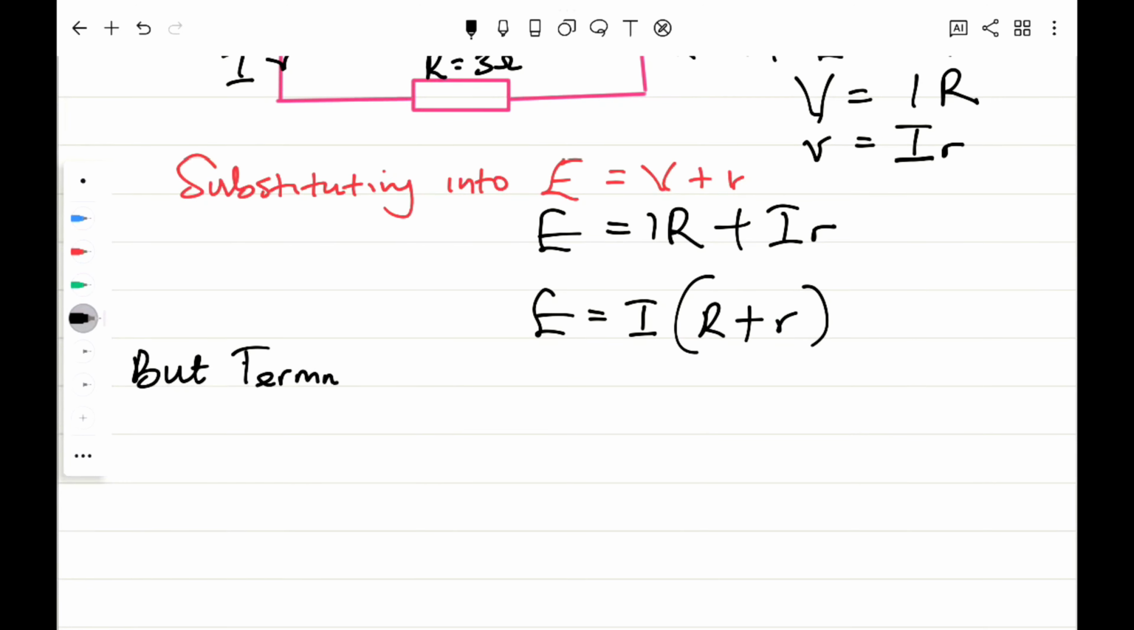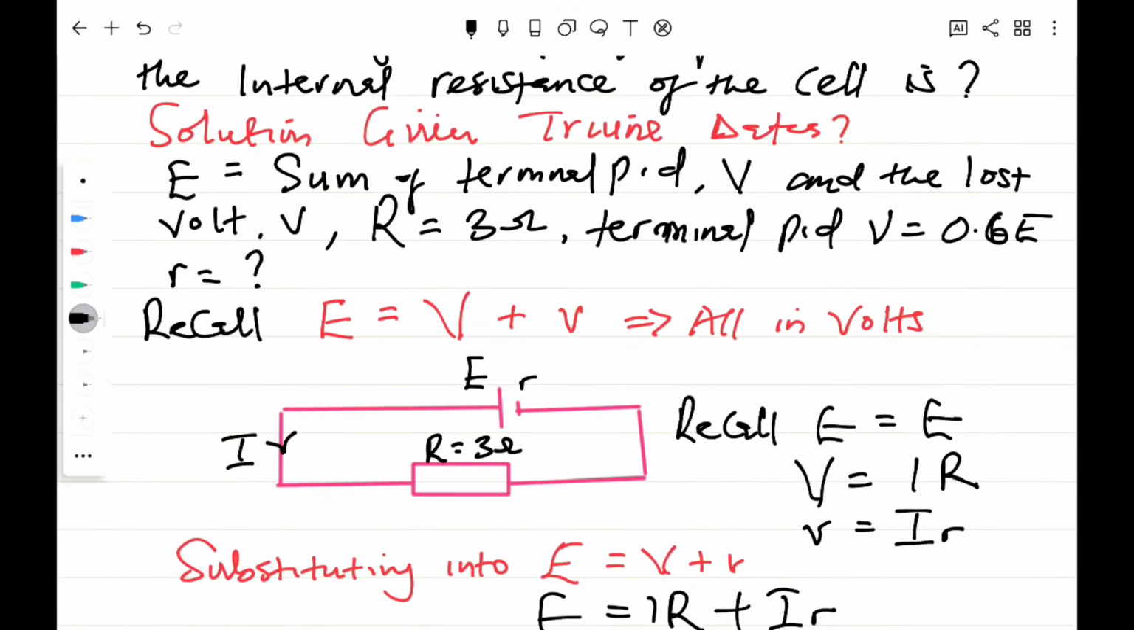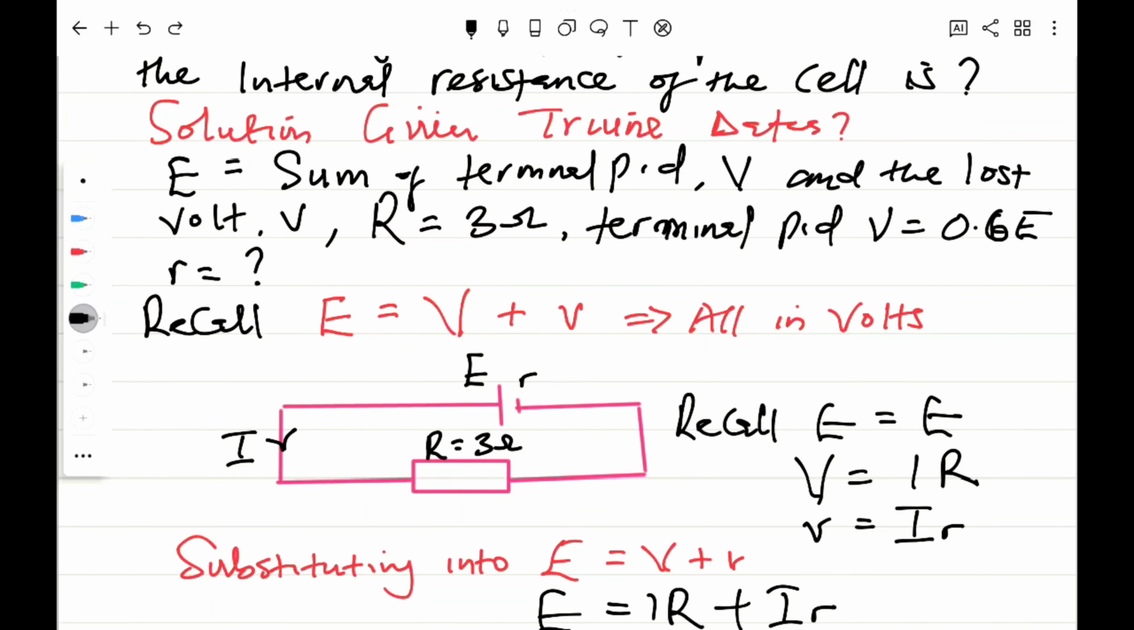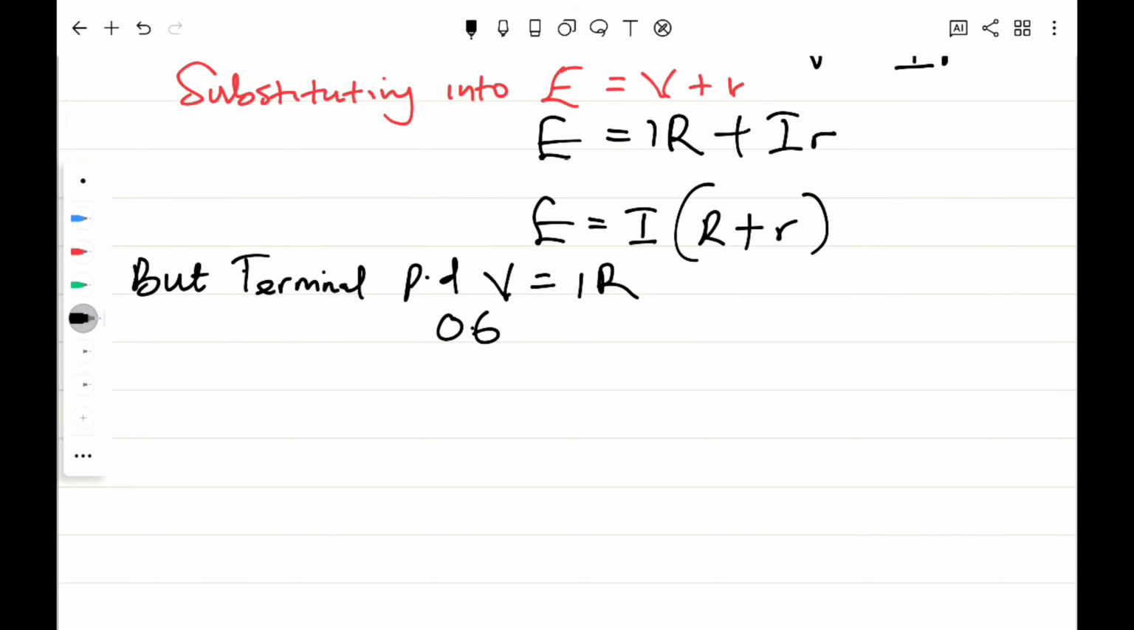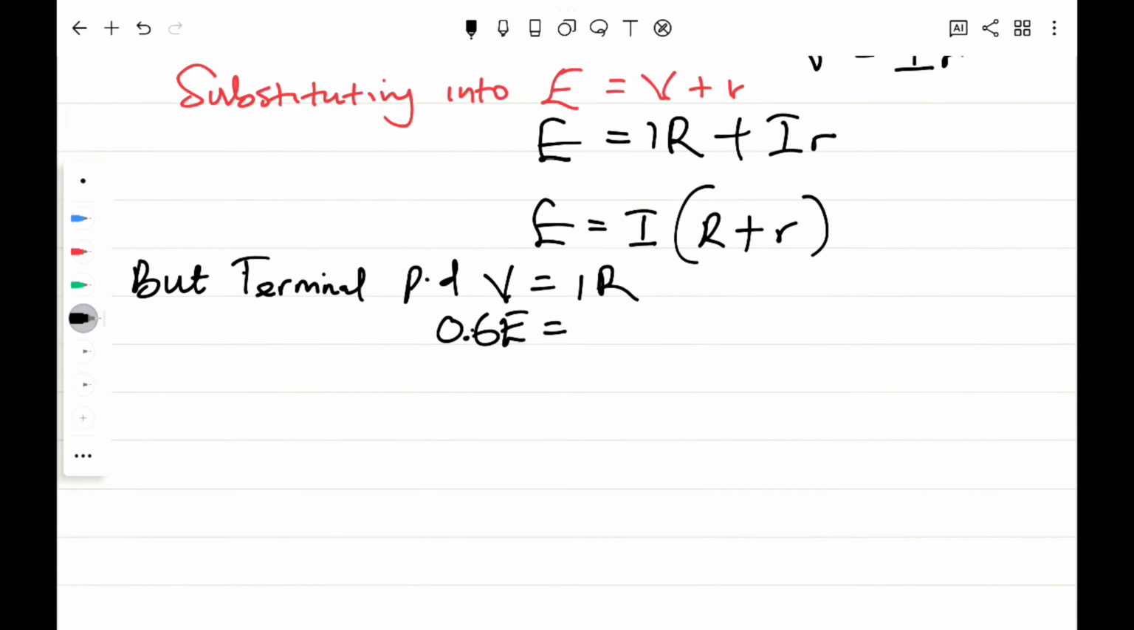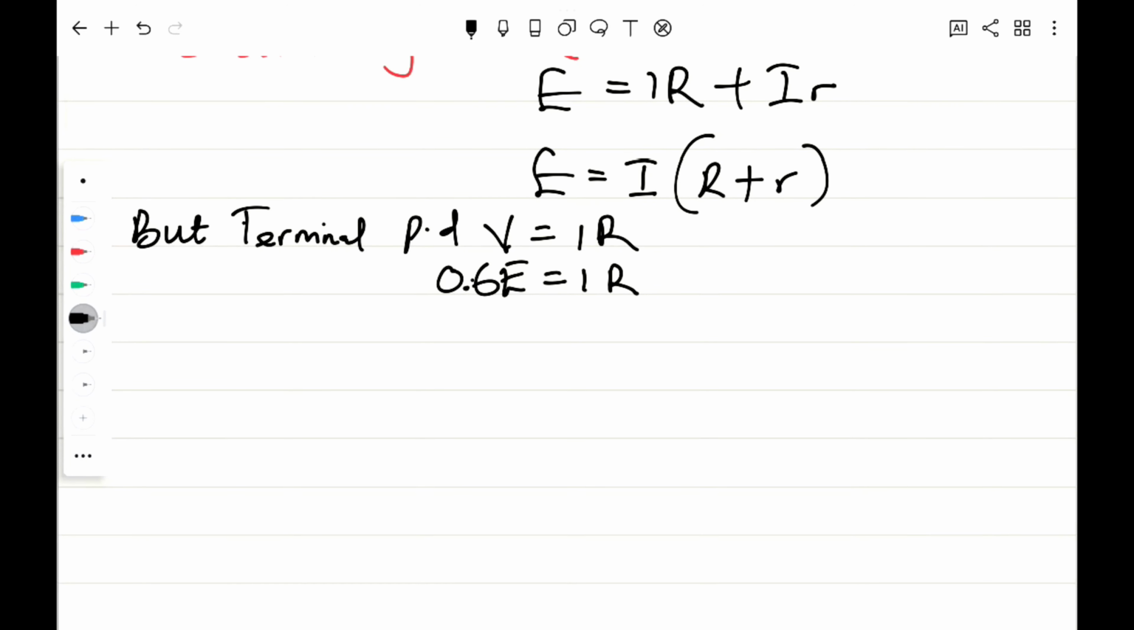But our terminal PD, which is V, is equal to IR. You can see that there. So by substitution, our PD V is equal to 0.6E, which is equal to IR. What again is given to us? 0.6E is equal to 3I. Remember that our resistance is given to be 3. So let's name this as equation 1: 0.6E is equal to 3I.